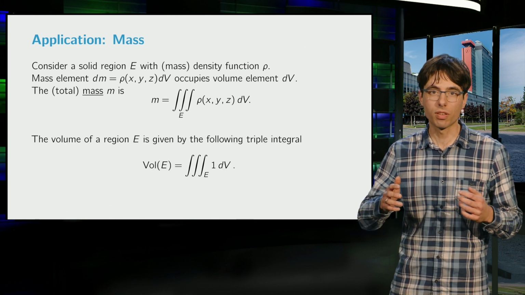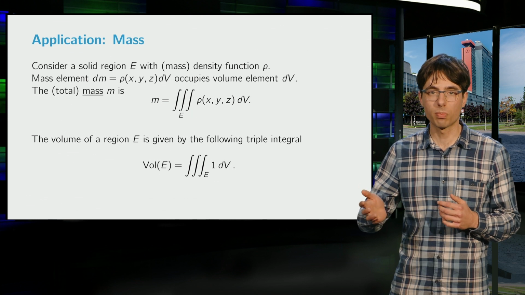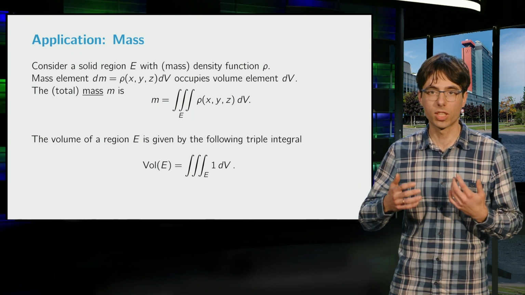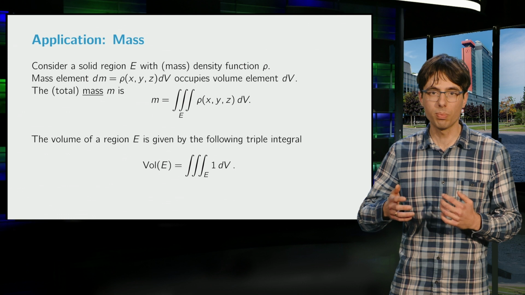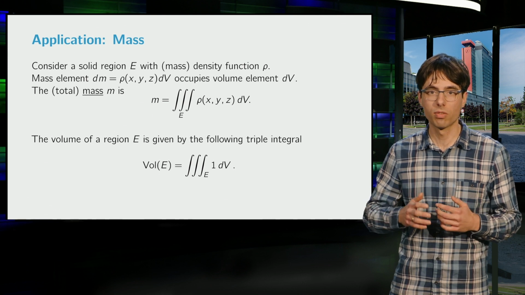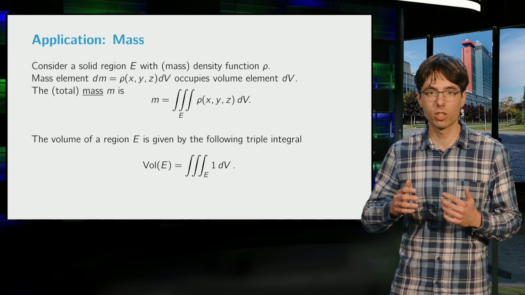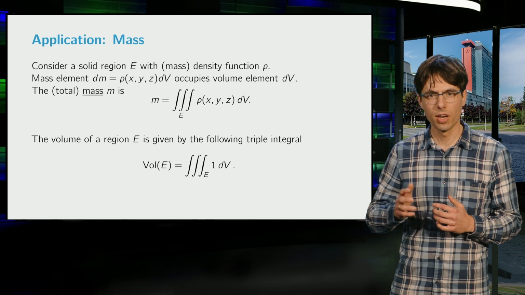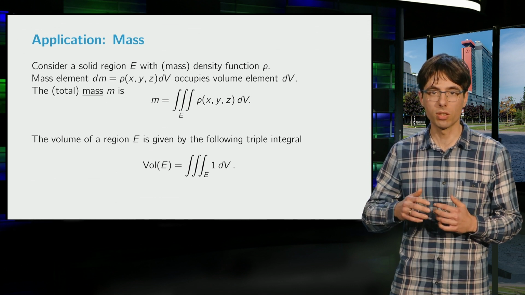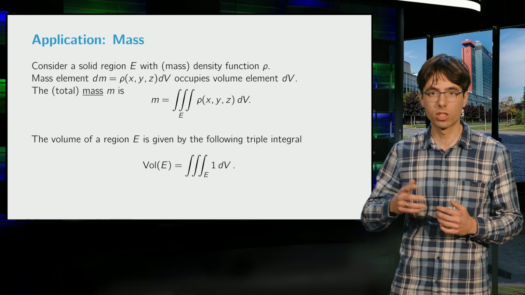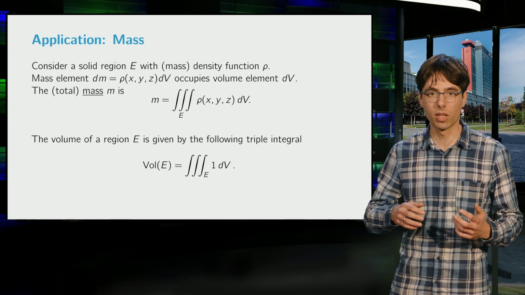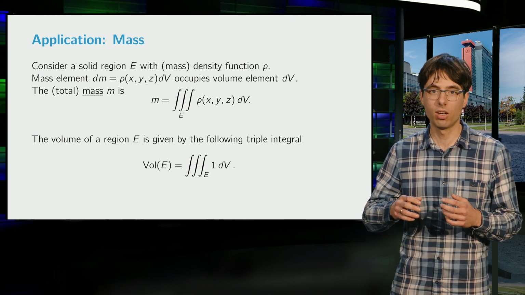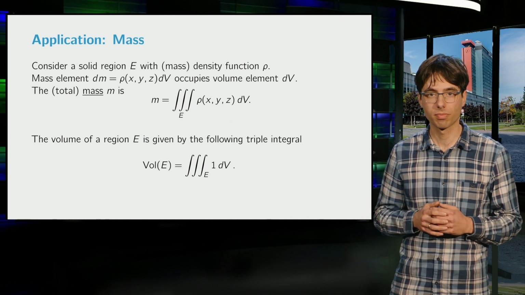If the mass density function is constantly 1, the total mass and the total volume have the same value. So that means that the triple integral of the constant function 1 represents the volume of the solid region. Recall that for double integrals we saw a similar result, where we showed that the double integral of the constant function 1 represents the area of the region of integration.